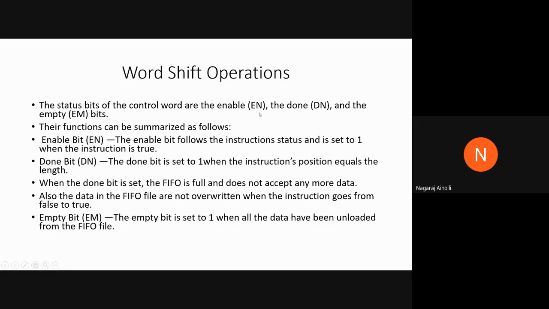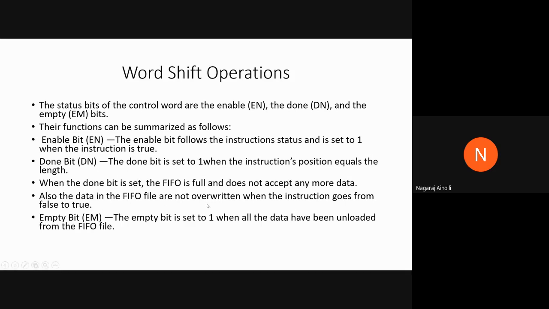Status bits of the control word are the enable bit, done bit and the empty bit. I hope everyone is following here. Yes. Their functions can be summarized like this. The enable bit follows the instruction's status and is set to 1 when the instruction is true. When the ladder rung becomes true, when the word shift FIFO instruction is activated, the enable bit will be set. Then once the word shift operation completes its execution, the done bit will be made equal to 1. When the done bit is set, the FIFO is full and does not accept any more data.